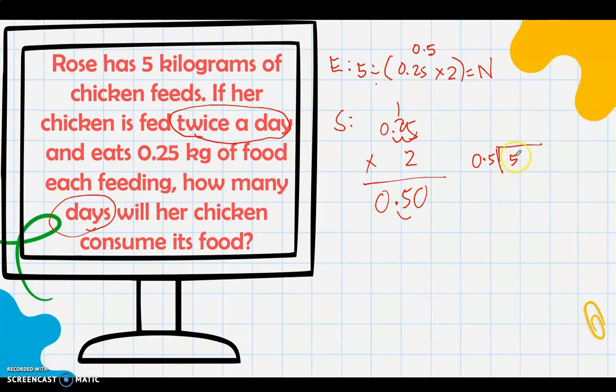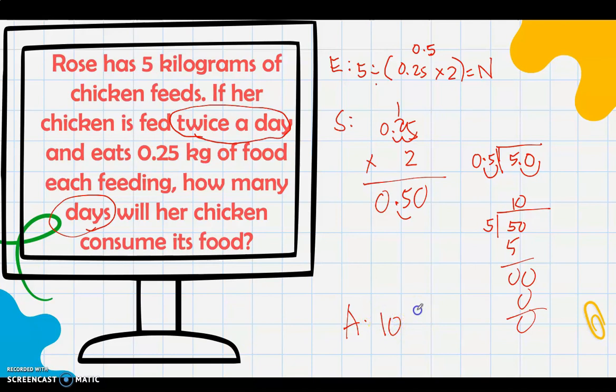So let's divide. We have 5 divided by 0.5. Again, we need to make it a whole number first. We move the decimal point one place, and from here the decimal point we also move one, then add 0 to the empty place value. So this will become 50 and this will become 5. So 50 divided by 5 is 1, 5, 0, bring down 0, divide it again, then the answer is 10. So how many days will her chicken consume its food? It will take 10 days to consume all the food of the chicken.